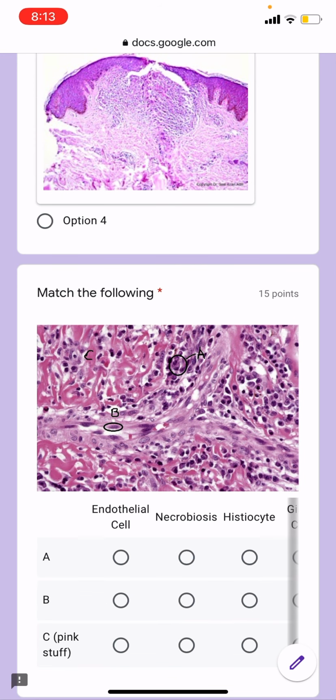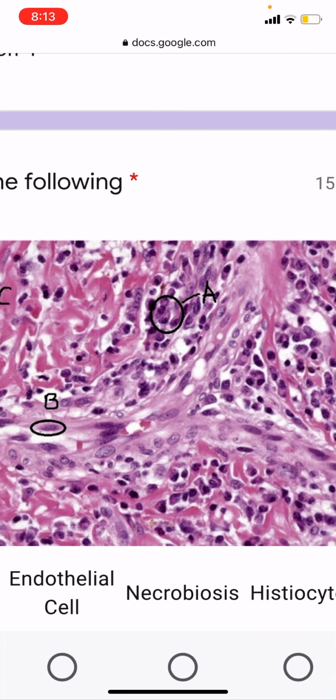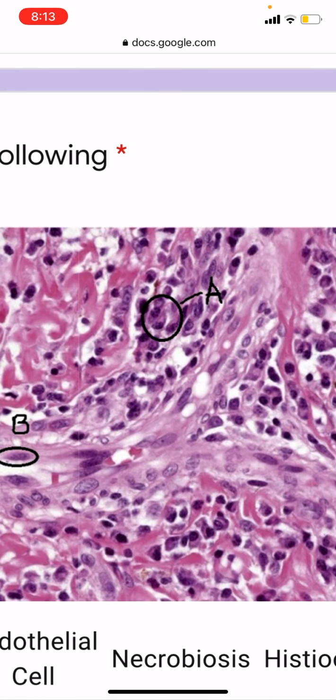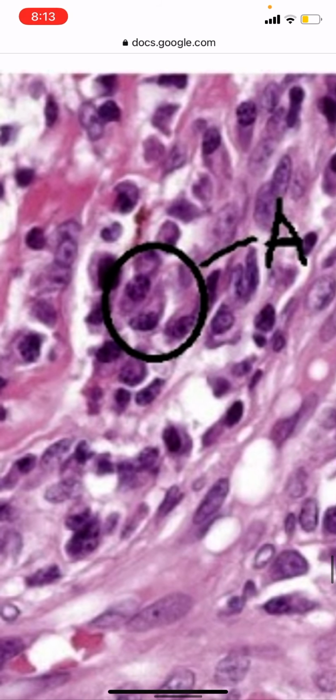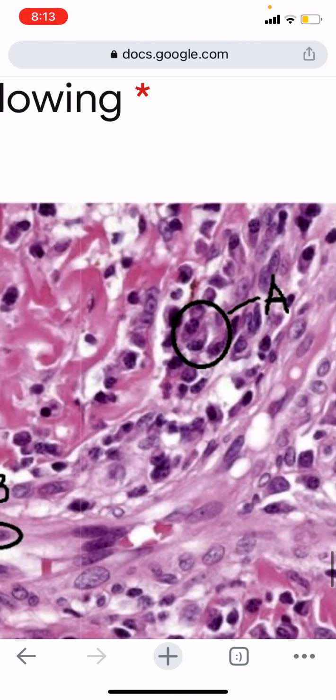Now, going to the last one, match the following. This picture is essentially showing a plasma cell rich infiltrate. All these are plasma cells. You can see the typical cartwheel shaped nucleus. All these are plasma cells. So A is a plasma cell. In fact, all the cells here are plasma cells.